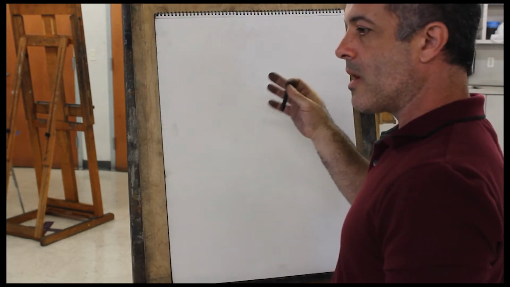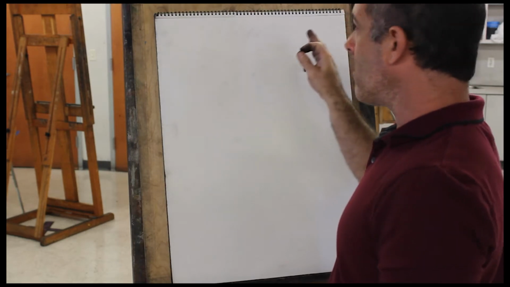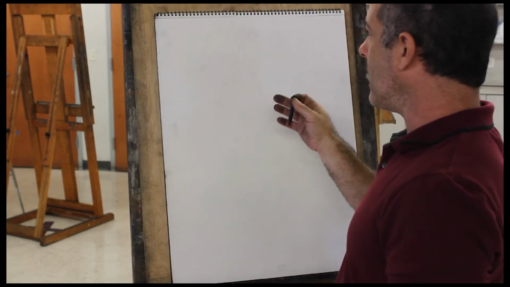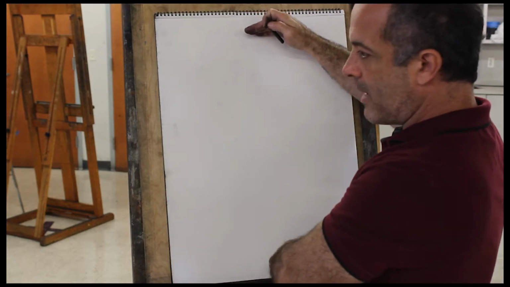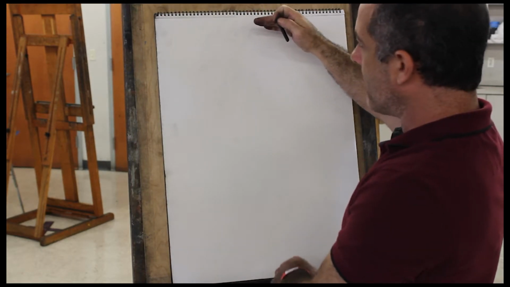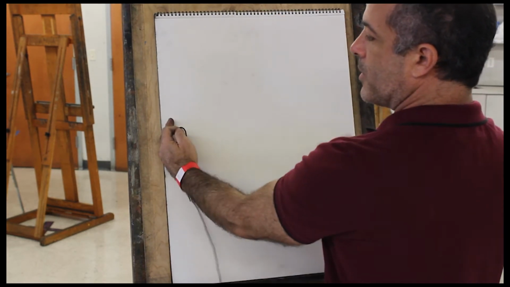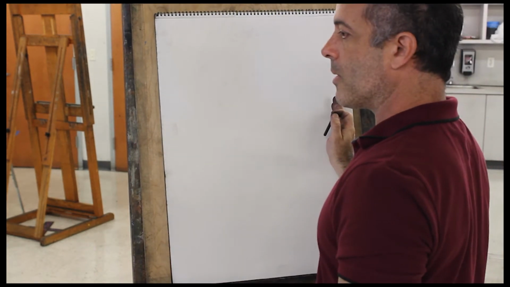And that's the first thing that you want to establish. You want to figure out where your drawing is going to fit on the page. And the best way to do that is to establish where your boundaries are. So the first thing I'm going to do is look at the highest point, the lowest point, furthest point to the left, and furthest point to the right.